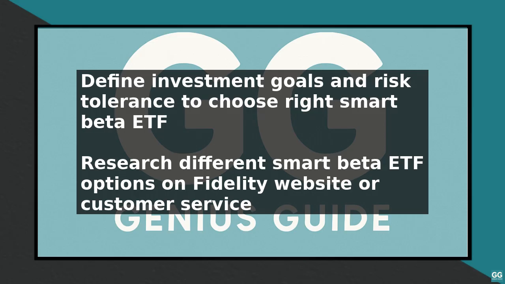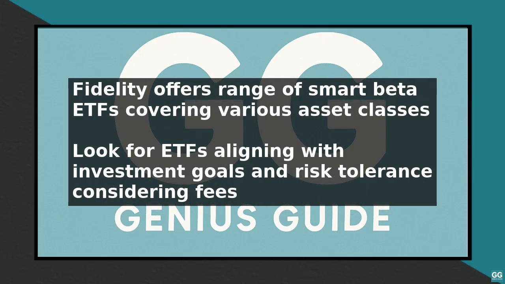Smart Beta ETFs are a type of exchange-traded fund that uses a rules-based approach to select and weight the securities they hold, rather than tracking a traditional market cap-weighted index. Fidelity offers a range of Smart Beta ETFs that cover various asset classes and investment strategies.